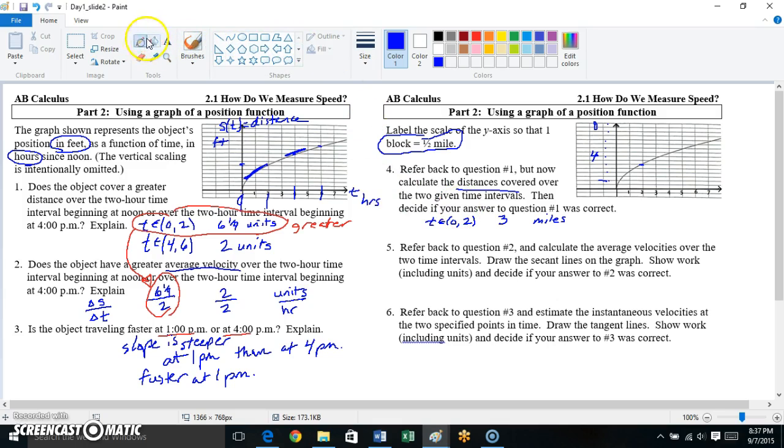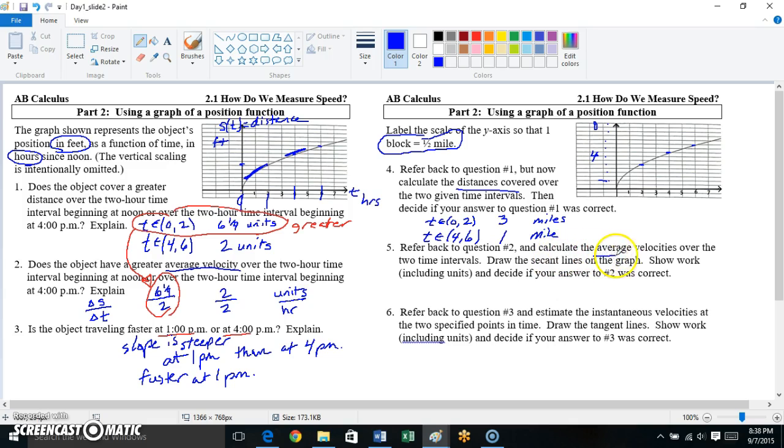All right. And over the time interval from 4 to 6, so from 4 to 6, it looks like it's just 1 mile. All right.